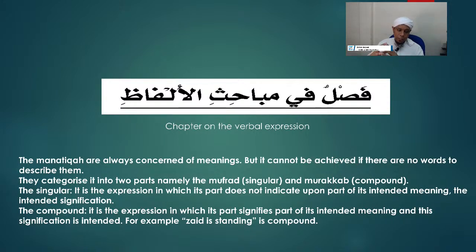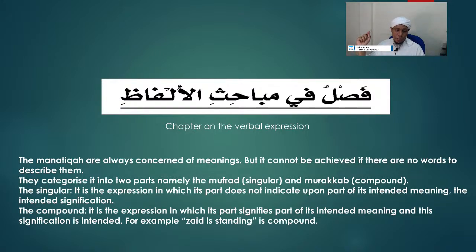They categorize it into two parts, namely the mufrad and the murakkab. So when we speak about verbal, formulative signification, it is divided into two parts. Later, inshallah, I will go back into the chart. It is divided into two parts, and we have what is called mufrad and murakkab. Mufrad is basically singular, something that is not built upon anything. Later I'll give some examples. And murakkab is something that is compound. Later we will give some examples.